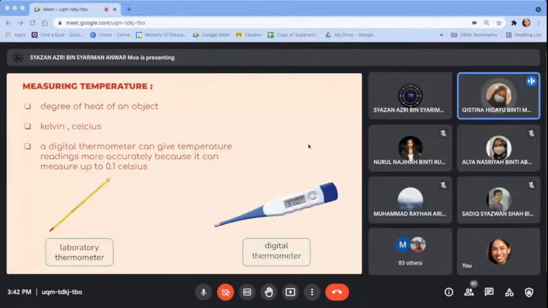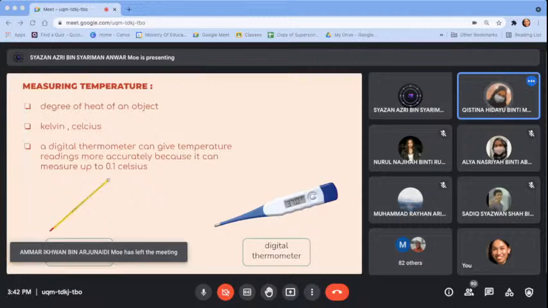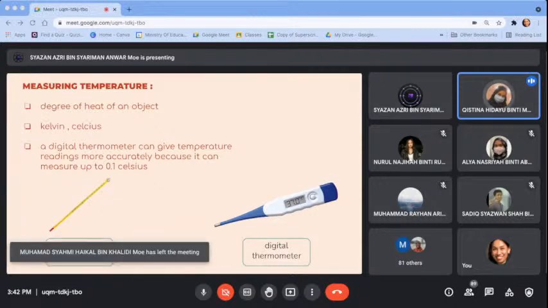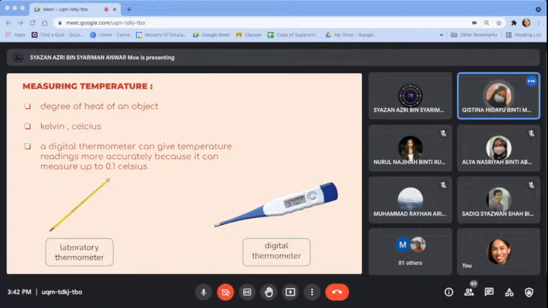Temperature is the degree of heat of an object. The SI unit for temperature is Kelvin. However, degree Celsius is usually used as a measuring unit for temperature. There are two types of thermometer that we can use, which are the laboratory thermometer and the digital thermometer. If we use a digital thermometer, we can get a more accurate reading because it can measure up to 0.1 Celsius.